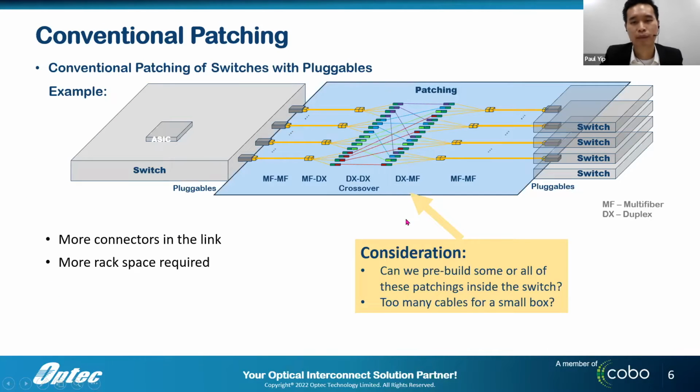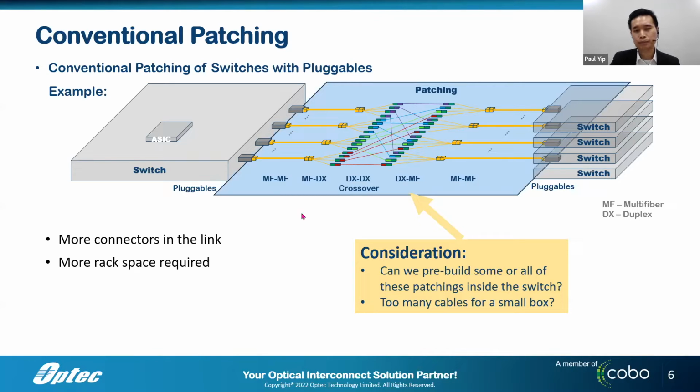With conventional patching, we can see an example using a multi-fiber connector, breaking out into LC or duplex connectors, doing a little bit of a crossover, patching them together again, and going back into an MPO to the next level switch. From this, we can see there are several layers of connectors in the optical link. So that's the optical penalty that we need to build into the link.